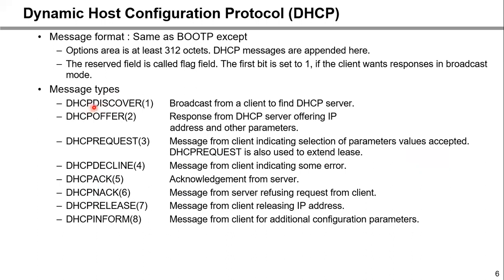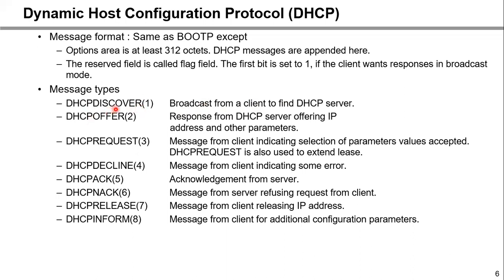The first one is the DHCP discover message. It is actually the first message in the sequence. This number will tell you the sequence number. So this has to be the first message, and it will be generated by a client and broadcast by the client, because the client doesn't know who the server is. So it broadcasts the message to search for the DHCP server. The DHCP discover message is sent by the client, in a broadcast.